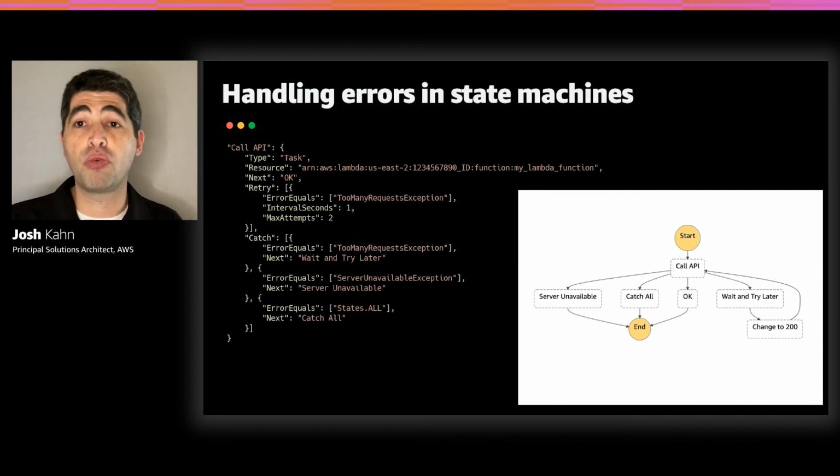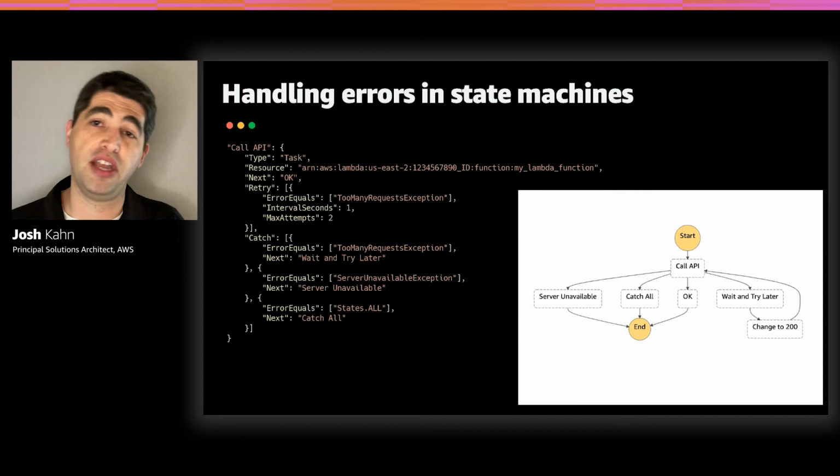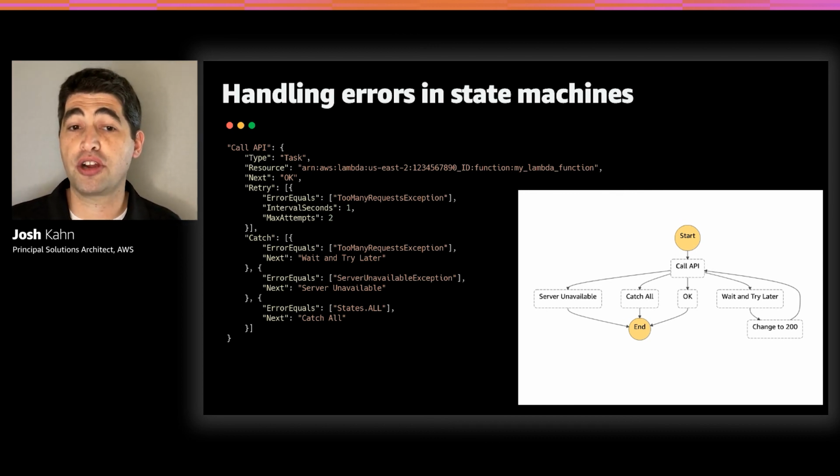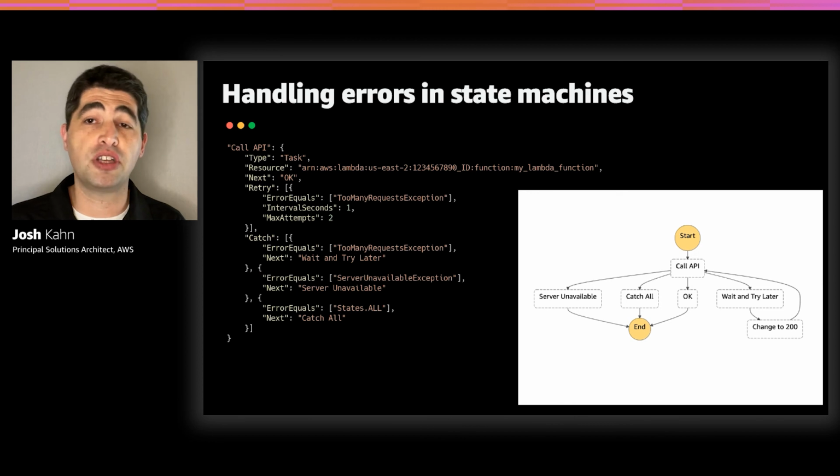So your retry behavior is defined right within the state machine. The developer of the function doesn't need to know anything about it. Now, after that maximum number of attempts, or if another error occurs in the function, it'll bubble down into that catch block. And here you can see, if we have exceeded the maximum number of attempts for TooManyRequestsException, it'll move over to a Wait and Try Later state and presumably try again. If there's another error, like ServerUnavailableException, it'll move to another state in the state machine. Or if there's an error that we haven't explicitly named, we can catch it using States.ALL, which basically catches any other errors that might occur so that we can handle them. Again, Step Functions gives you a lot of flexibility and configurability here to build in the retry logic and the try-catch type logic that makes sense for your state machine.